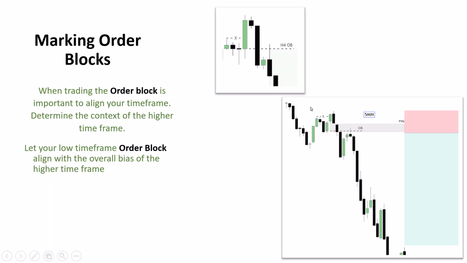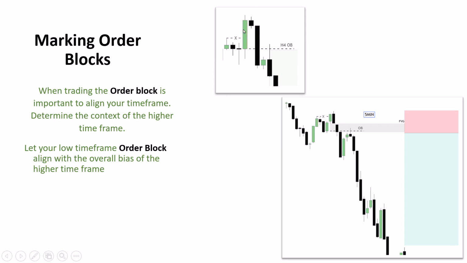So how do you mark your order block on the chart? When trading the order block, it is important to align your time frame. Determine the context of the higher time frame, which means the bias. Let's say you are a day trader, you need to determine your bias on the daily time frame to pick the right order block on the 1 hour or 5 minutes time frame. So let your low time frame order block align with the overall bias of the higher time frame.